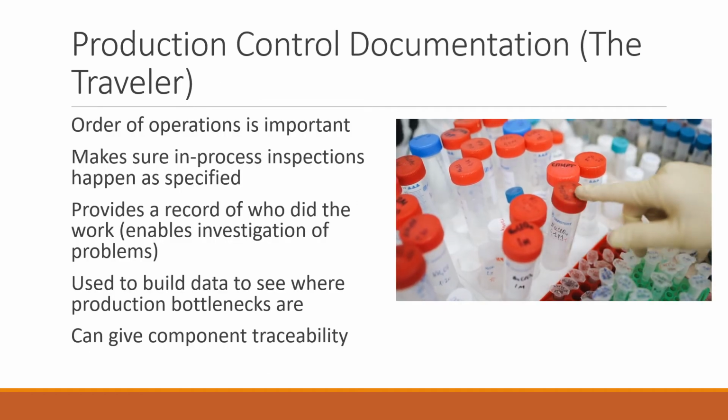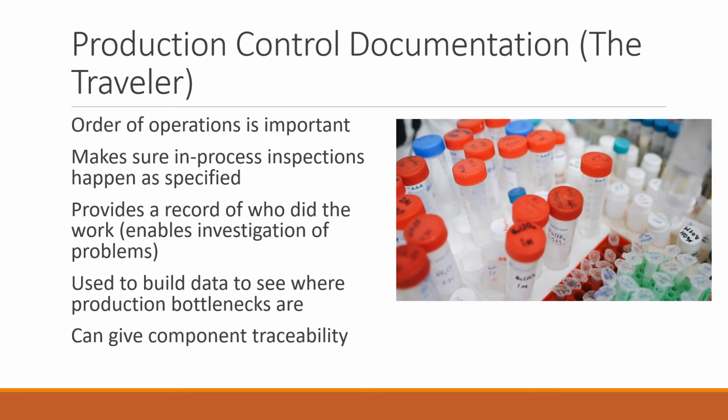We talked about production control documentation in the very beginning in 8.1, and we're talking mainly about the traveler in this case. Traveler is a to-do list that gives a list of operations and what order to do them in and what the inspections are, and that's what happens at most places. Order of operations is very important on this. It makes sure the in-process inspection happens as specified, and it provides a record for who did the work, which enables the investigation of problems.